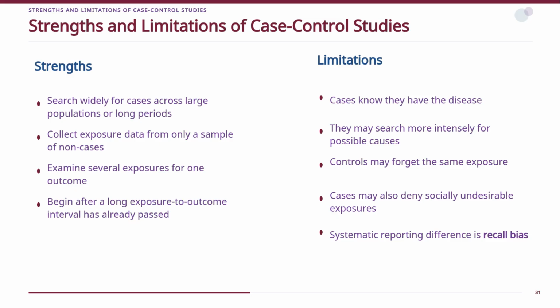Because cases already know that they have the disease, they may think more carefully about their past and search for possible causes. As a result, they may remember and report past exposures more completely than controls. Controls may forget exposures because they have less reason to think about them. Cases may also deny or underreport socially undesirable exposures, such as certain behaviors. When cases and controls systematically remember or report past exposures differently, this is called recall bias, and it can make the association between an exposure and disease appear stronger or weaker than it really is.